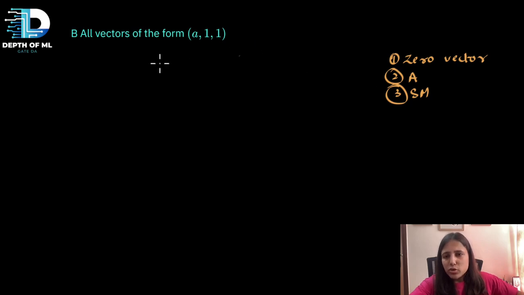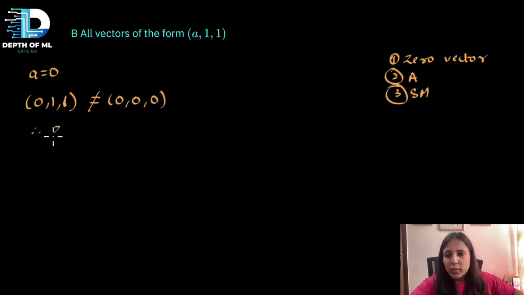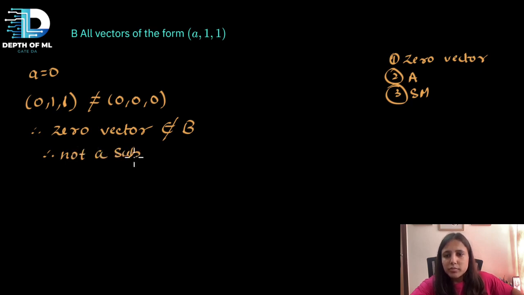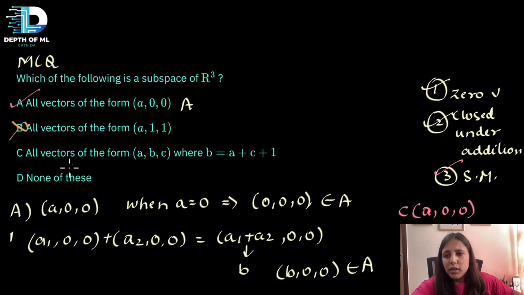Now let me check whether (0, 0, 0) belongs to this. So let me take a equal to 0. So the vector will be of the form (0, 1, 1), correct? But this is not equal to (0, 0, 0), right? Therefore, the zero vector does not belong to B. Therefore, it is not a subspace. Okay, so this is incorrect. Now this is also incorrect because we have found one vector space which is correct.